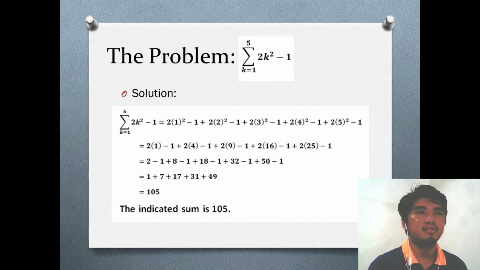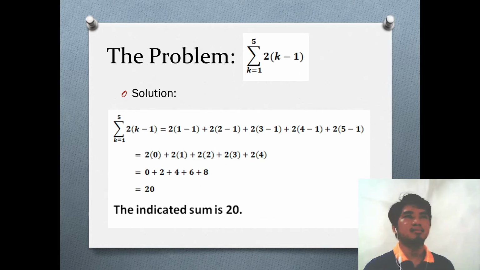So we're gonna first subtract before multiplying. So 2 minus 1 is 1, 8 minus 1 is 7, 18 minus 1 is 17, 32 minus 1 is 31, 50 minus 1 is 49. So we're gonna add all these numbers and it will come up to 105. So the indicated sum for this problem is 105.